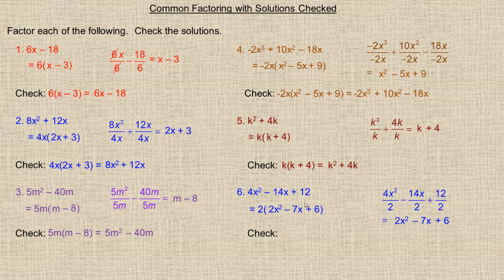We check by expanding this out. So there, I'll write that down. So 2 times 2x squared is 4x squared. 2 times negative 7x is minus 14x. And 2 times 6 is 12. Same as what we started with. So that is the correct factored form.